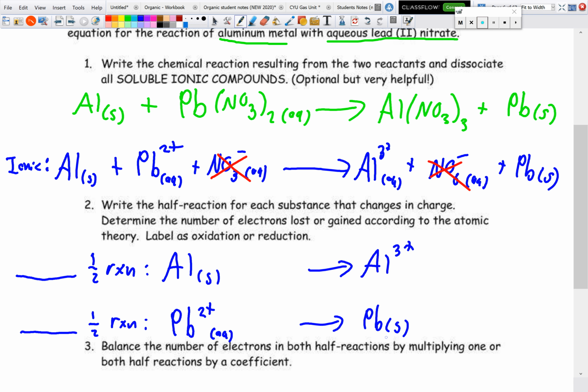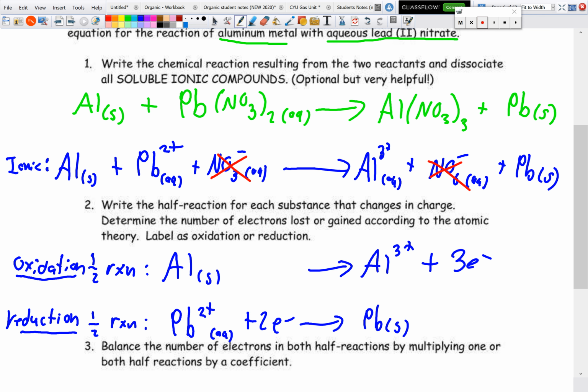So for our aluminum solid, it is turning into aluminum 3+, and our lead 2+ is turning into lead solid. Now, this is where the previous page is going to help, so we can look at what's going on here. We need to balance by charge, so we have aluminum solid going to aluminum 3+. In order to balance out the charge, we need to add 3 electrons on this side, which turns this into my oxidation half reaction. And in order to balance this one out, we need to add 2 electrons on my reactant side, because positive 2 plus negative 2 is going to equal 0. And because we're adding over here, this is my reduction half reaction.